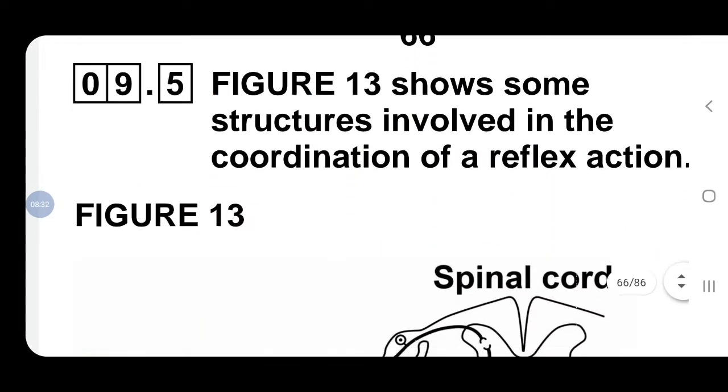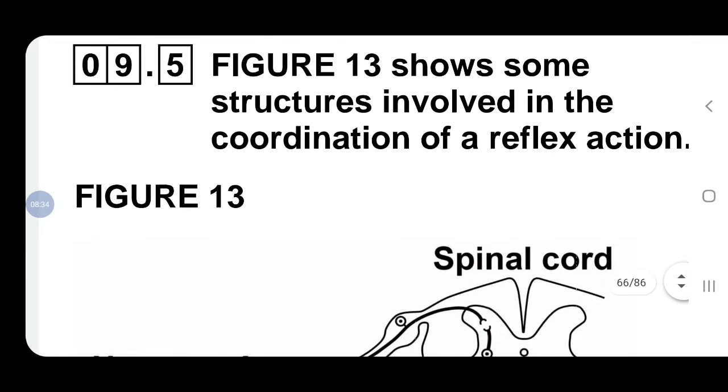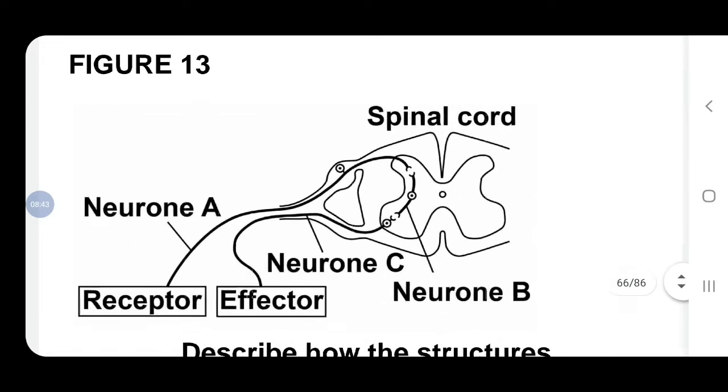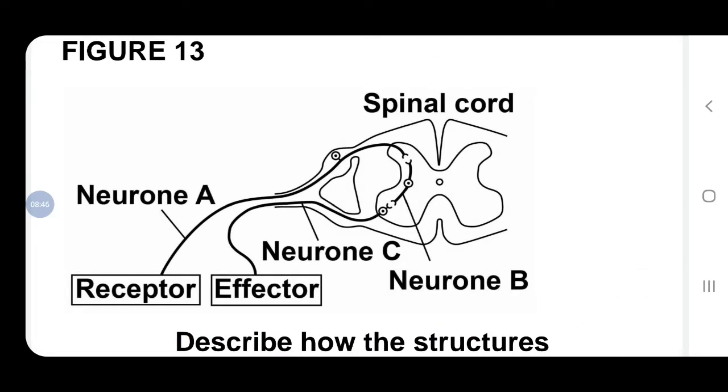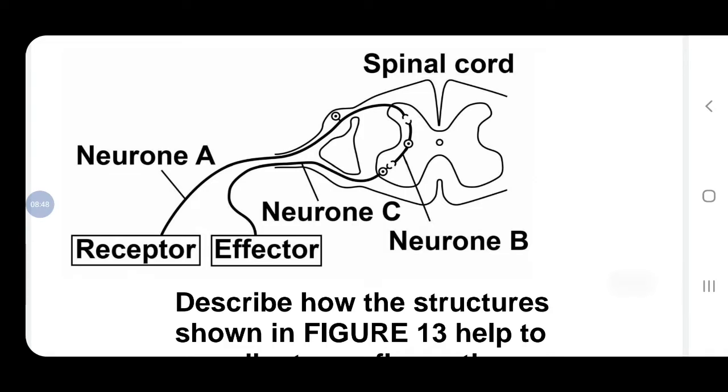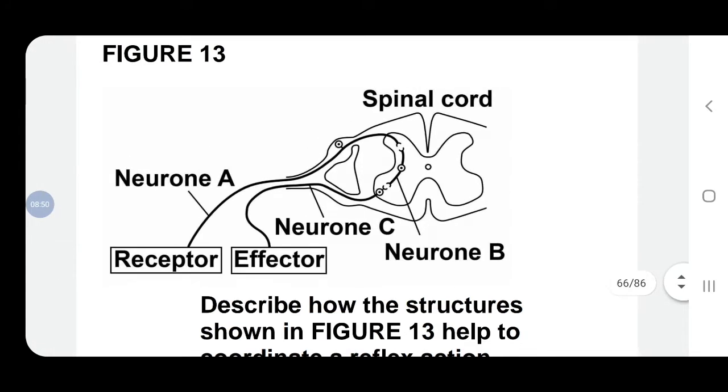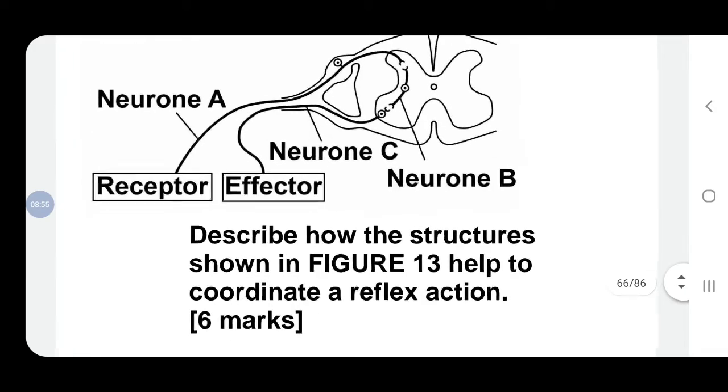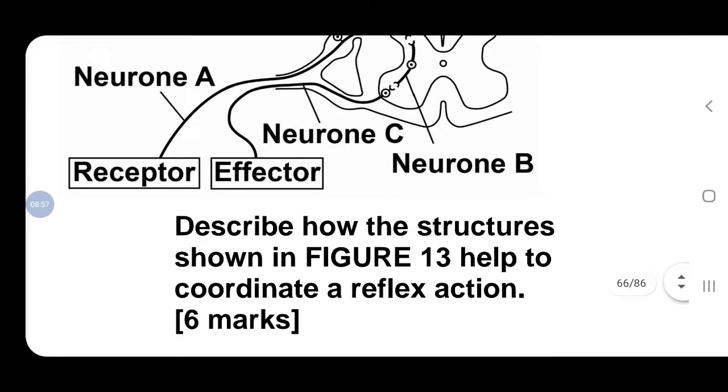So next one, figure 13 shows some structures involved in the coordination of a reflex action. So spinal cord, you can see this is neuron A, B, C, and receptor. Here is the effector. All right, so you see the diagram, you analyze. This is important for biology. Figures are very, very important in biology. It can help you remember the story, remember the thing you want to learn.